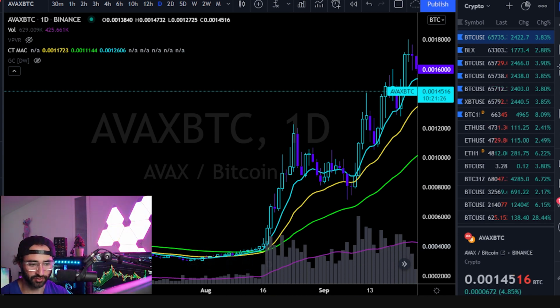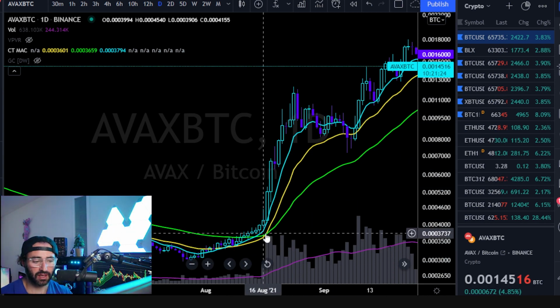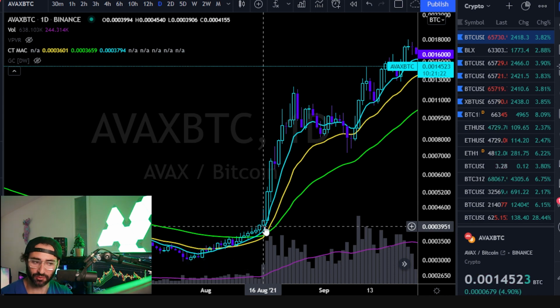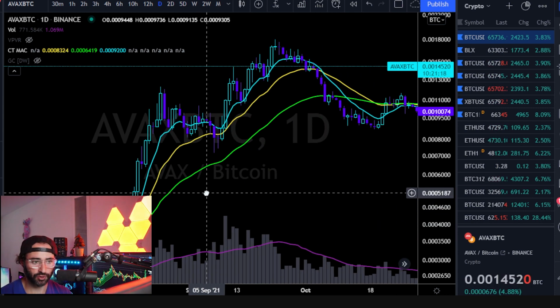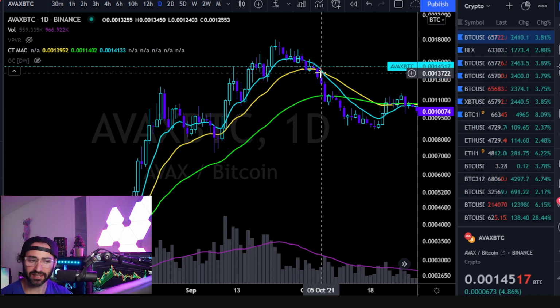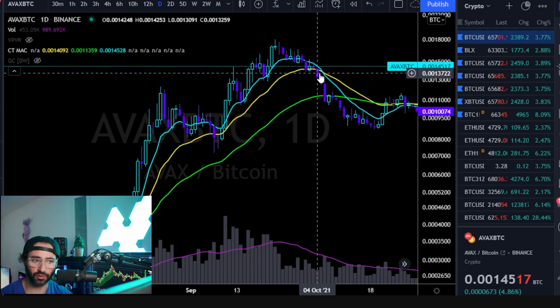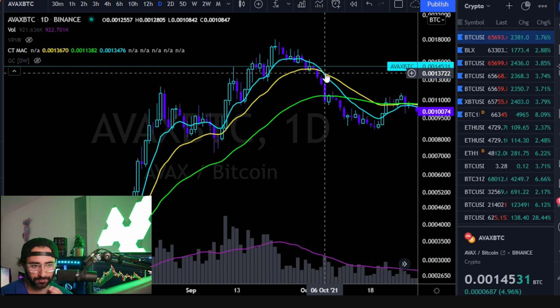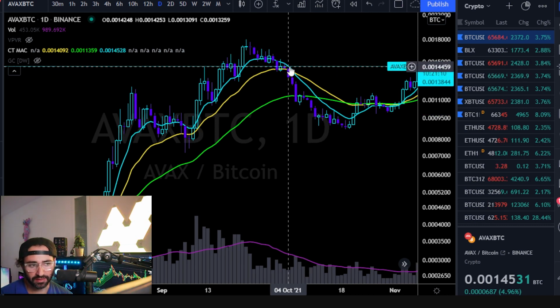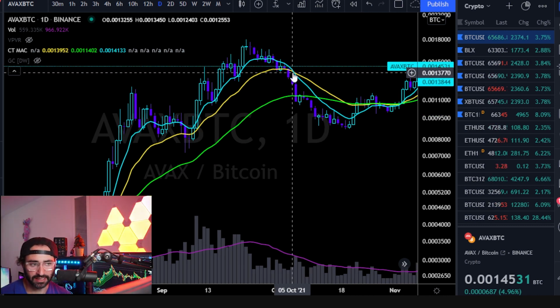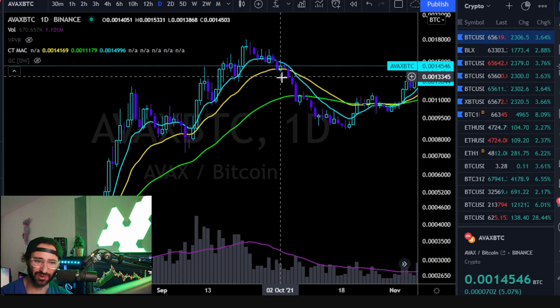Told you to essentially get ready for AVAX outpacing Bitcoin right here, and told you to potentially think about taking profits or going back into Bitcoin right here. So when you see the 9 and the 21 get negative slopes and the 9 crosses to the downside of the 21, that is when you usually want to de-risk.